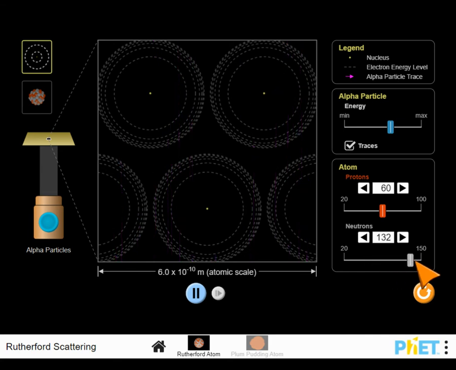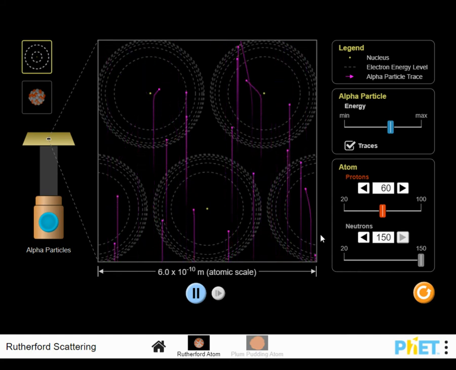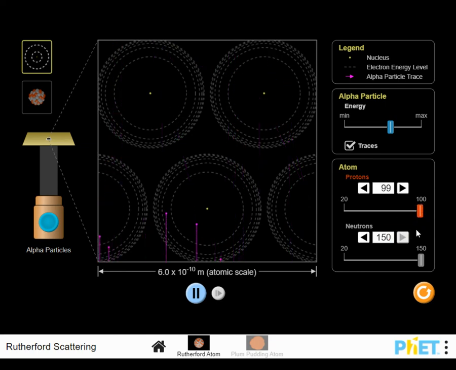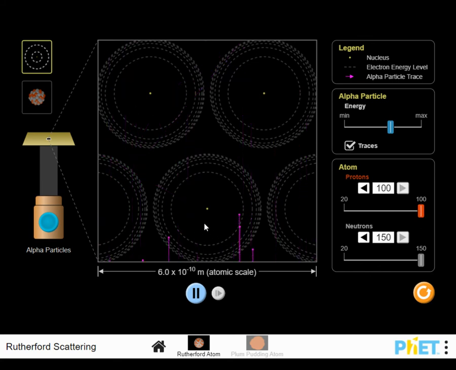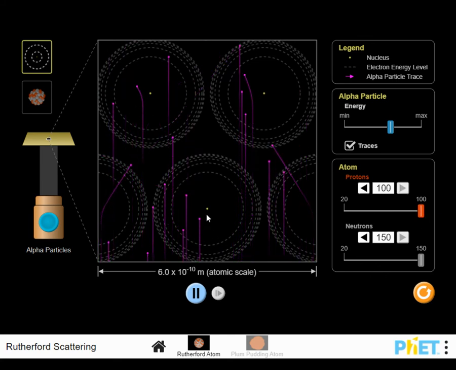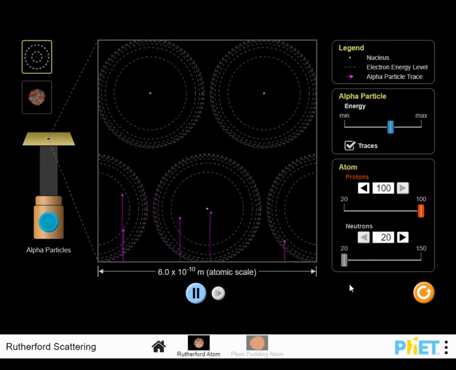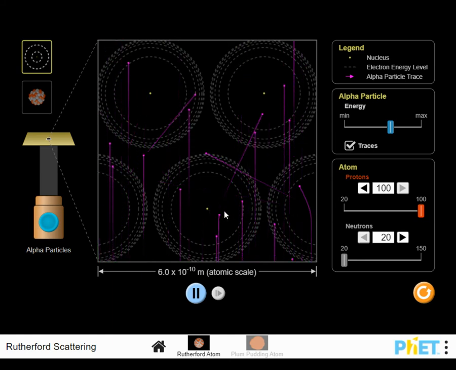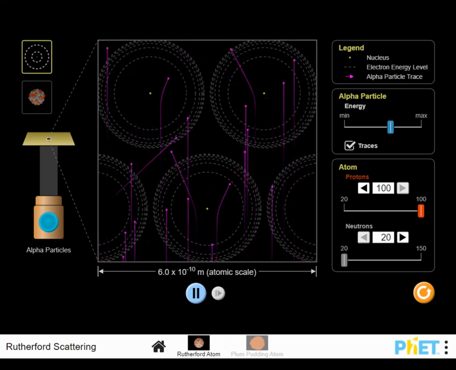What if we make the neutrons a whole bunch? It's not quite as steep of a deflection there. At about 100 protons, that deflection is pretty strong. But if I have no neutron, like a little bit of neutrons and 100 protons, what's going to happen? Deflection is pretty strong. So it doesn't look like the neutrons really change the pattern very much.